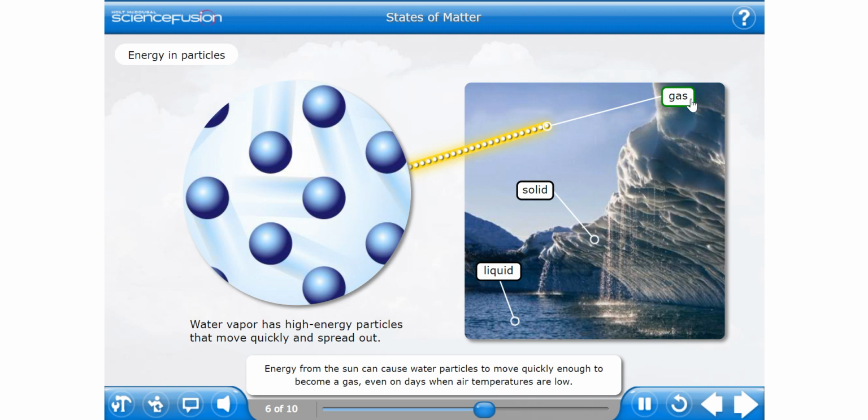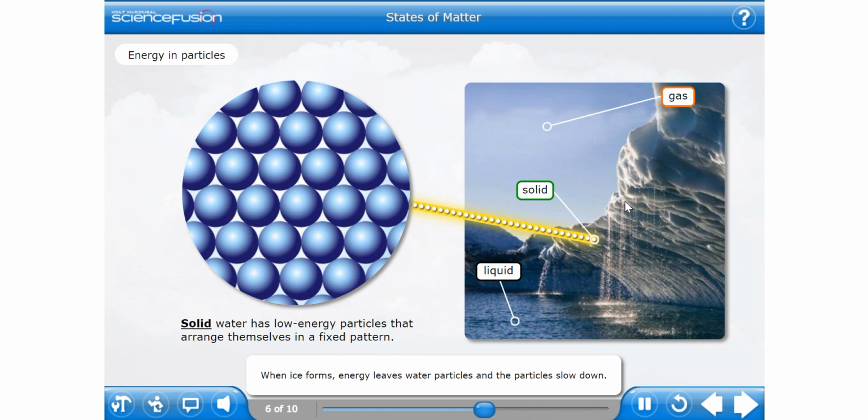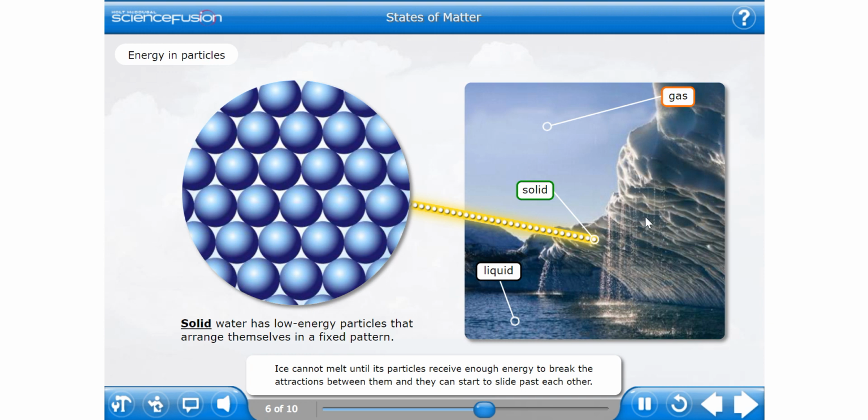Energy from the sun can cause water particles to move quickly enough to become a gas, even on days when air temperatures are low. When ice forms, energy leaves water particles and the particles slow down. These particles organize into a fixed pattern and vibrate in place. In a shady area, energy from the sun might not reach the ice. Similarly, particles buried below the snow's surface would also be insulated from the sun's energy. Ice cannot melt until its particles receive enough energy to break the attractions between them, and they can start to slide past each other.